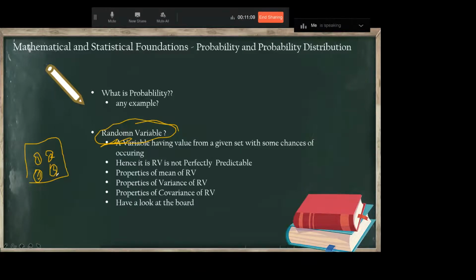So can I say that within a given set of values, a variable that can have any one value from the given set, and there is a chance of that value occurring, is known as a random variable? As I told you, the colorful balls in the bag, or let's say a deck of cards, can be used to clarify the example.